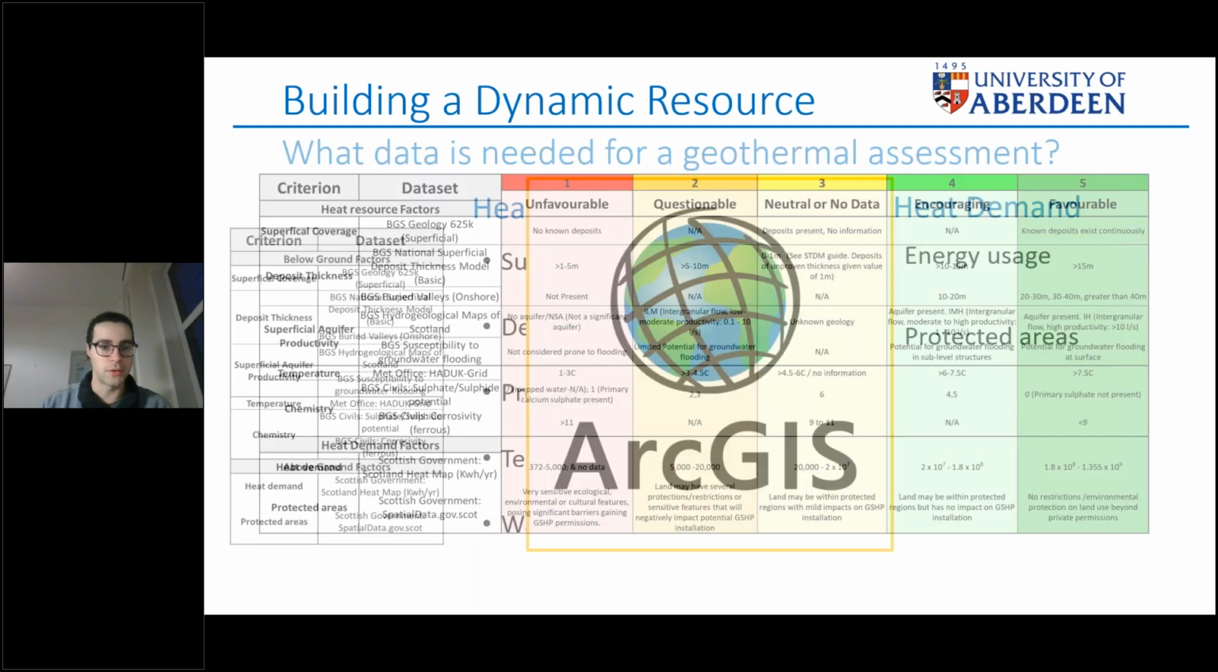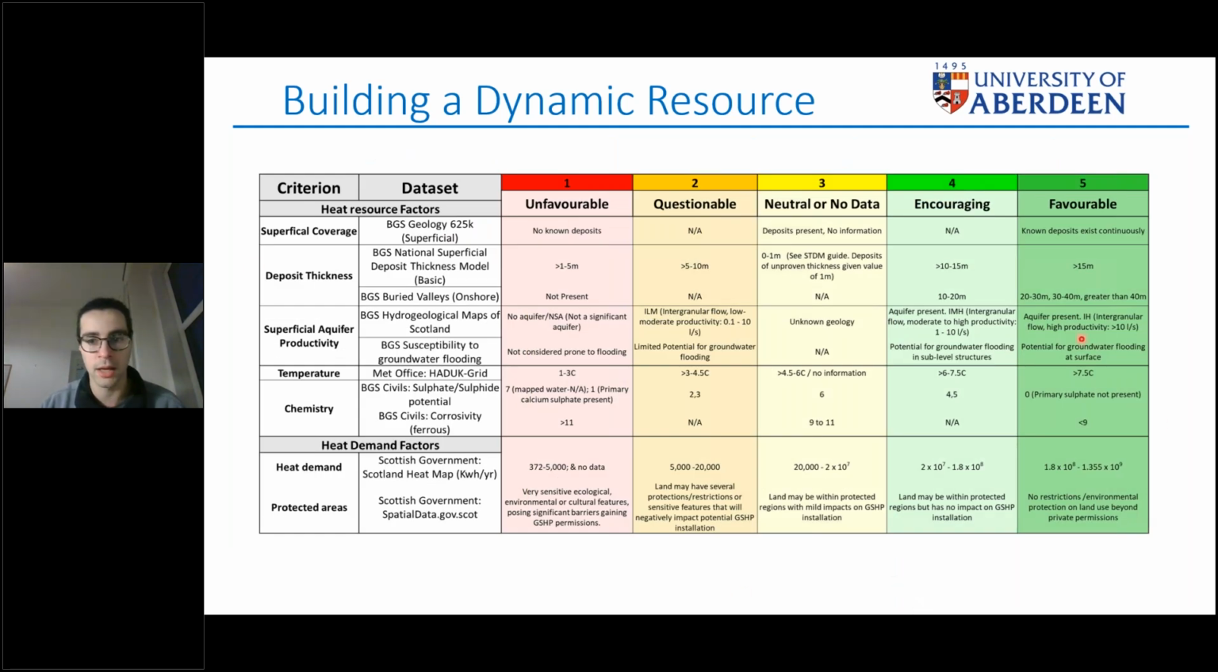So that brings me onto this table, which I made. This is the favorability index, and is really the basis of how I've produced the geothermal favorability map, which was on the title slide. So we again have the key criteria, and we've got the data sets which represent them. And then I've got a 1 to 5 unfavorable to favorable system, whereby we can categorize the data within these data sets and score them.